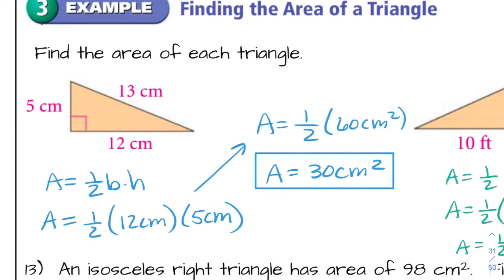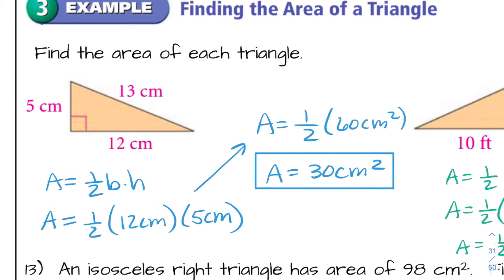Finding the area of a triangle. Here we are using the area as 1/2 base times height. 13 is there to trick you. 5 and 12 are the base and the height because of this right angle here. 5 is an altitude and 12 is a base. Or we could say that 12 is an altitude and 5 is a base. It doesn't matter. So 1/2 times 12 times 5.